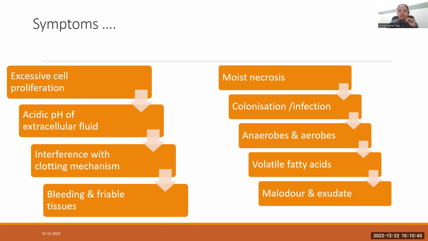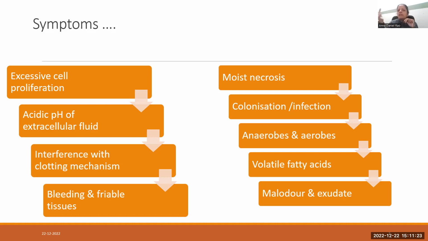Moreover, excessive cell proliferation will cause acidic pH of extracellular fluid. Okay, and that will in process interfere with the clotting mechanism. So that is why all the blood vessels that are there will rupture and bleeding will take place. Okay, and the tissues will become very fragile, very friable tissues you will see, because all the time the area will remain very moist.